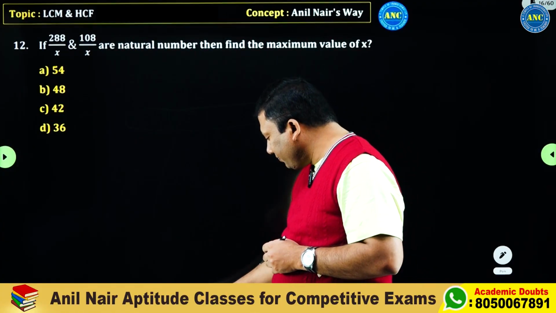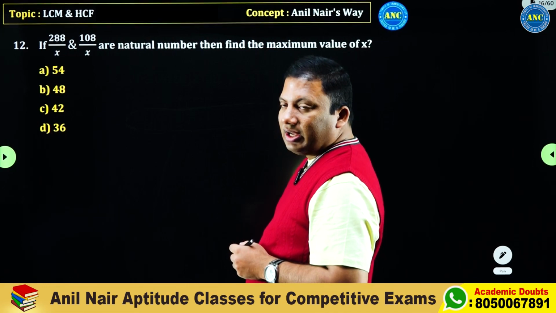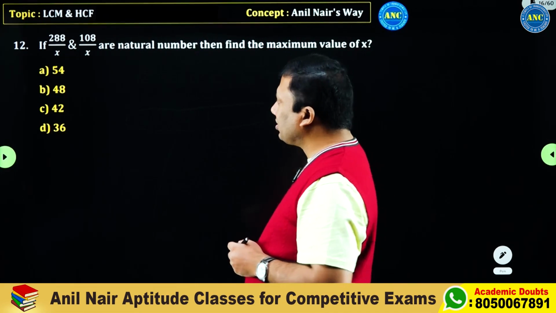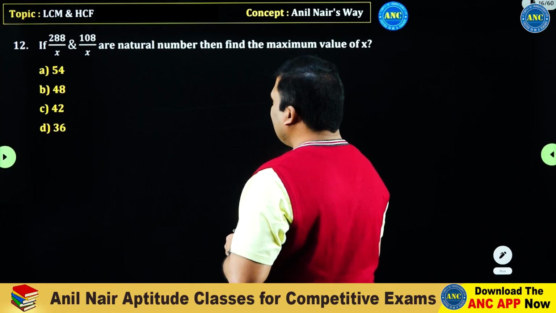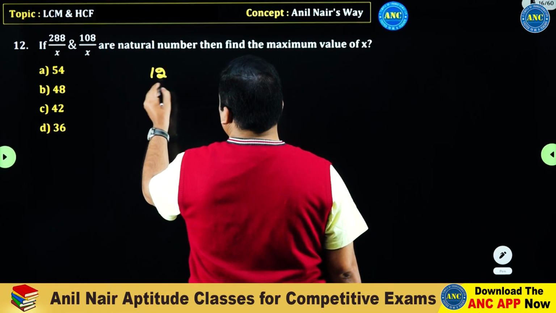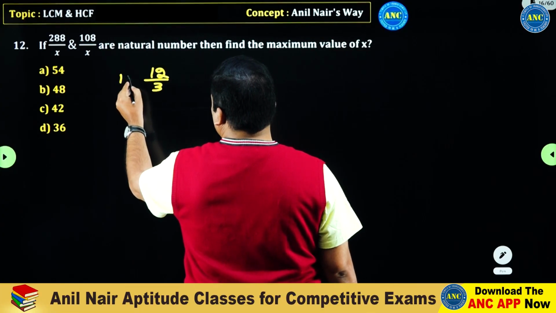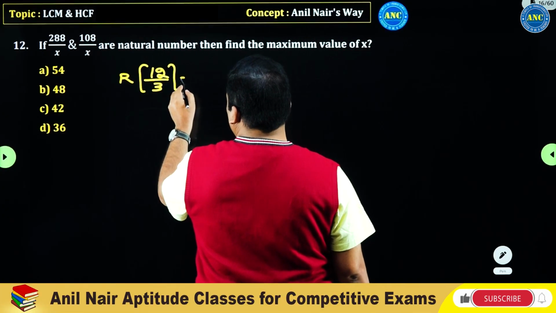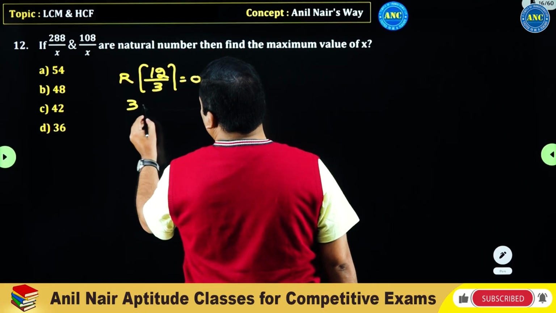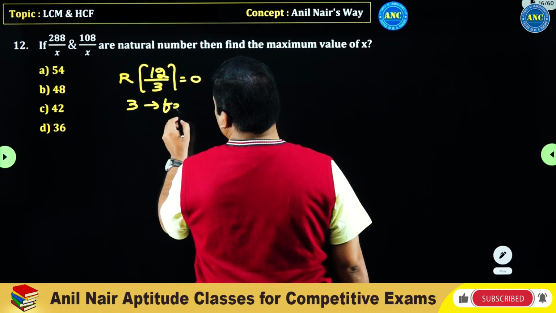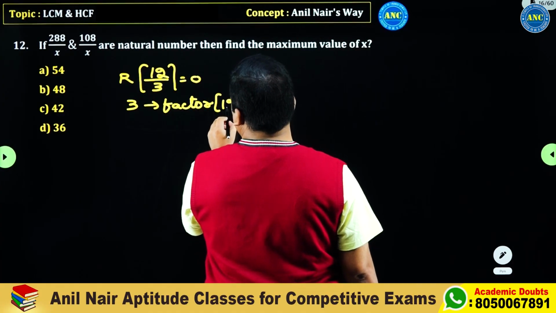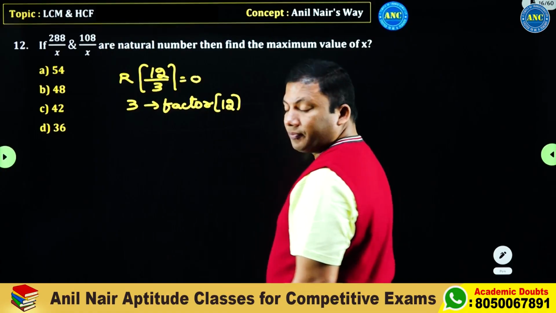Now, next one, good question. If 288 by x and 108 by x are natural numbers, suppose 12 divided by 3, the remainder is 0. That means 3 is a factor of 12. Are you all with me? 3 is a factor of 12.